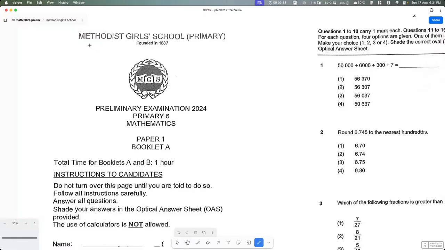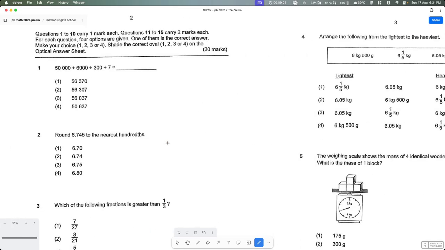In this video, we're going to go through the Methodist Girls School Primary Preliminary Examination 2024 Primary 6 Mathematics Paper 1. So let's get started.